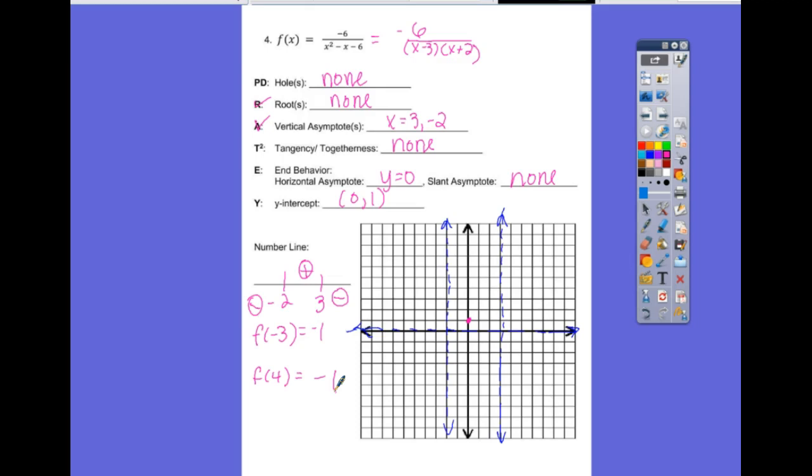So what that tells me is I have a point here and I have a point here. It has to stay negative the whole time and it can't cross the asymptote, correct? So that means this has to look like this. So I only have one thing left. From -2 to 3, so all of this is positive. And I have this point here.